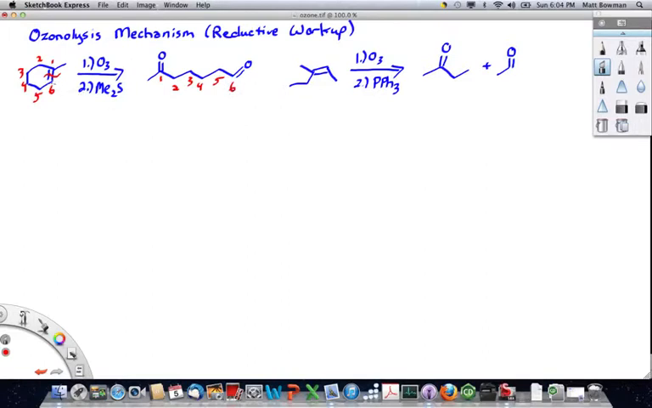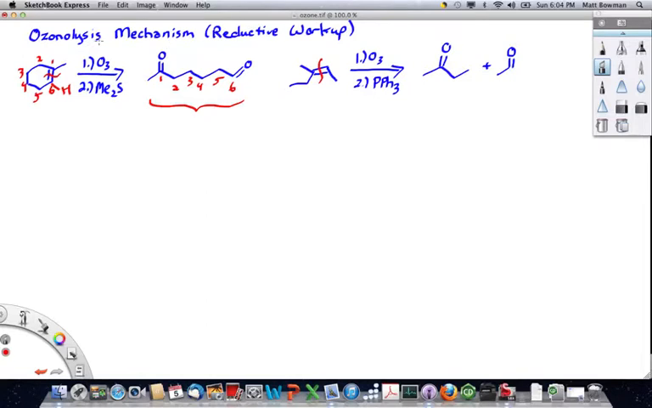Carbon 6 is attached to a hydrogen in carbon 5, just like over here. Carbon 1 is attached to a methyl group in carbon 2, just like over here. This is the product. In the case of acyclic alkenes, you actually break the molecule in half, like so. As a result, this is the left half, and this comes from the right half.